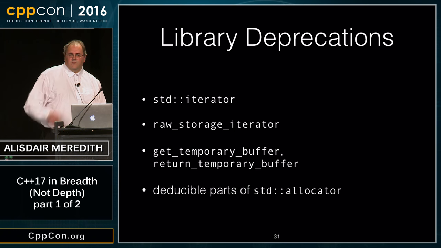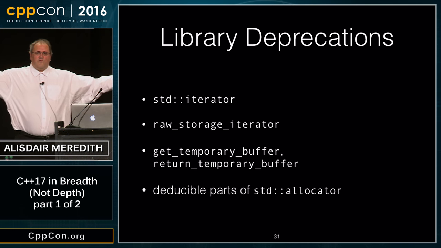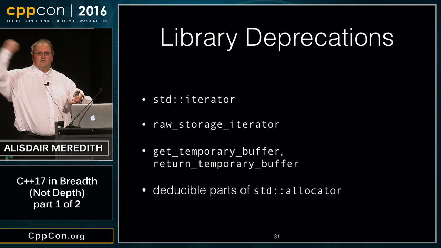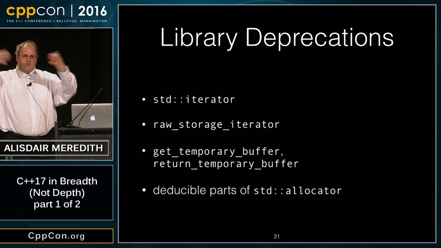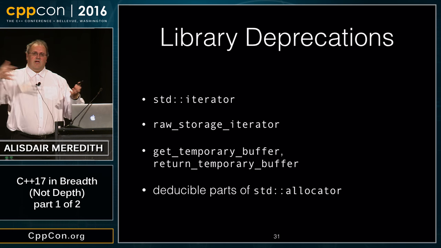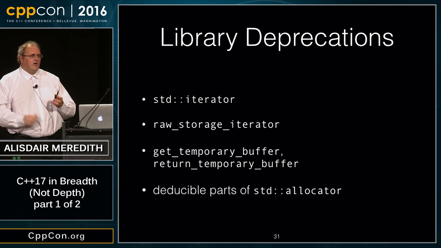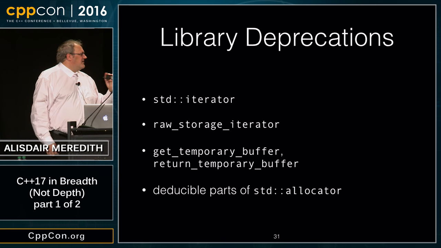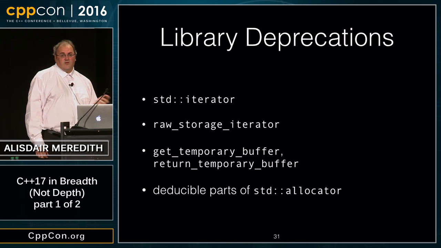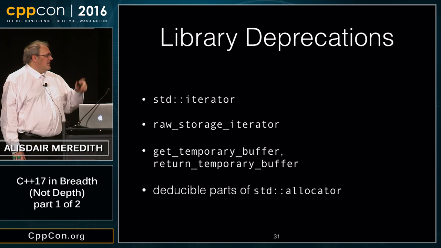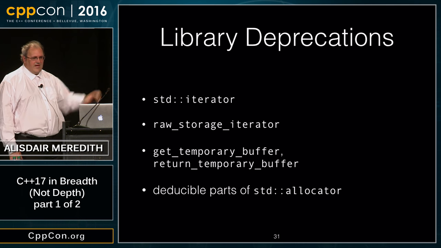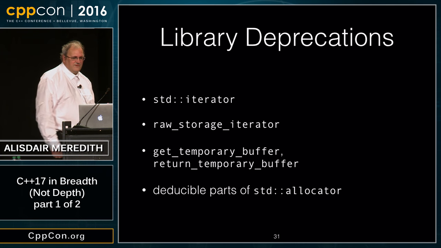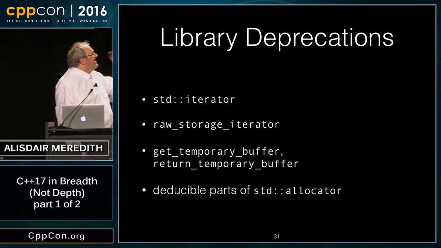raw_storage_iterator was an iterator for iterating over raw memory. So the idea is I could construct my elements into raw memory through the iterator as I'm going along. The iterator didn't work very well once we got a much better defined allocator model. There's a whole bunch of problems with it. We're deprecating it. I'm going to have to talk faster because I'm running out of time and I'm not going to get to the library at this rate.